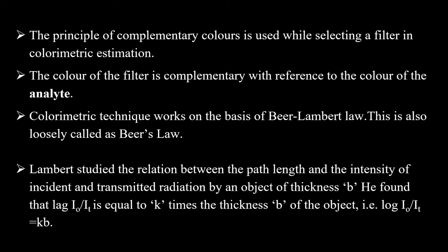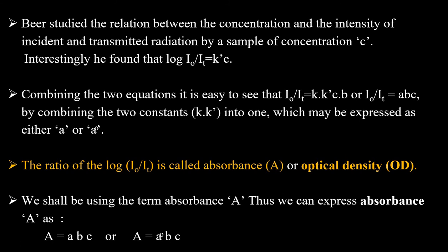That is, log I0 by IT will be equal to kb, that means k times the thickness b of the object. Beer studied the relation between the concentration and intensity of the incident and transmitted radiation. Remember that in the previous law, that is Lambert's law, the relation between the path length and intensity of the incident and transmitted radiation is considered. Whereas in Beer's law, we can memorize the term BC for that, that is Beer's law with concern to the concentration.